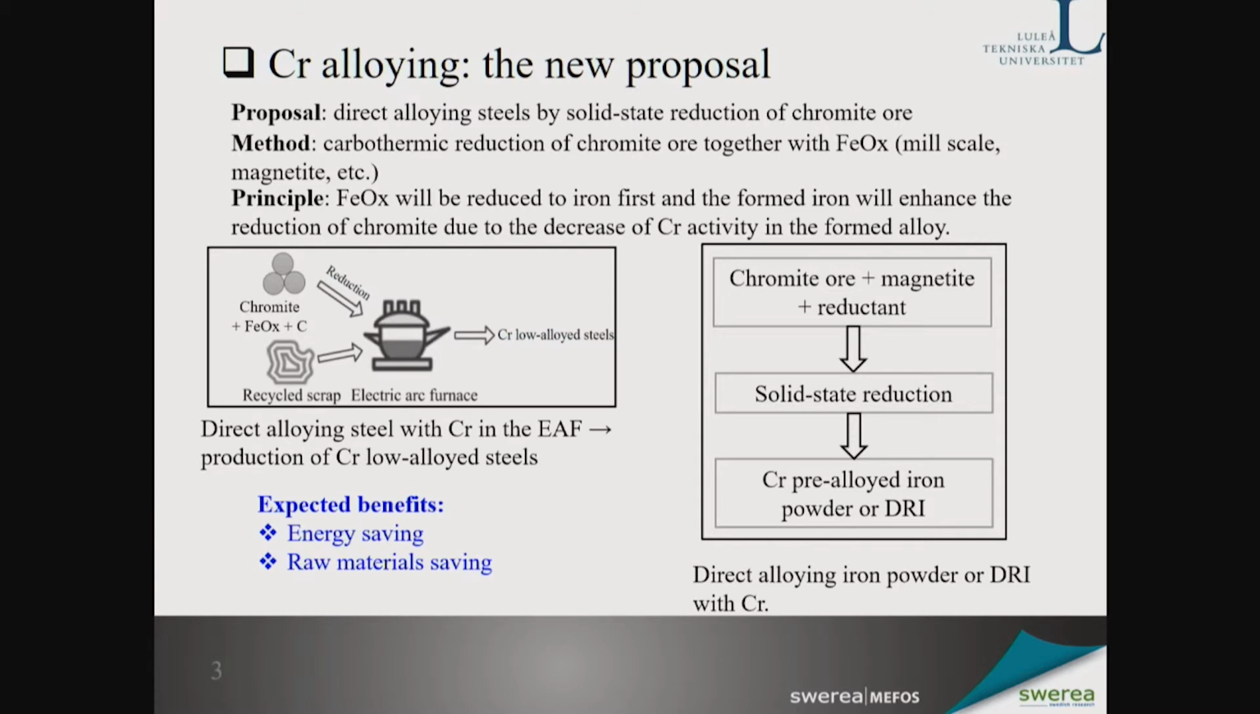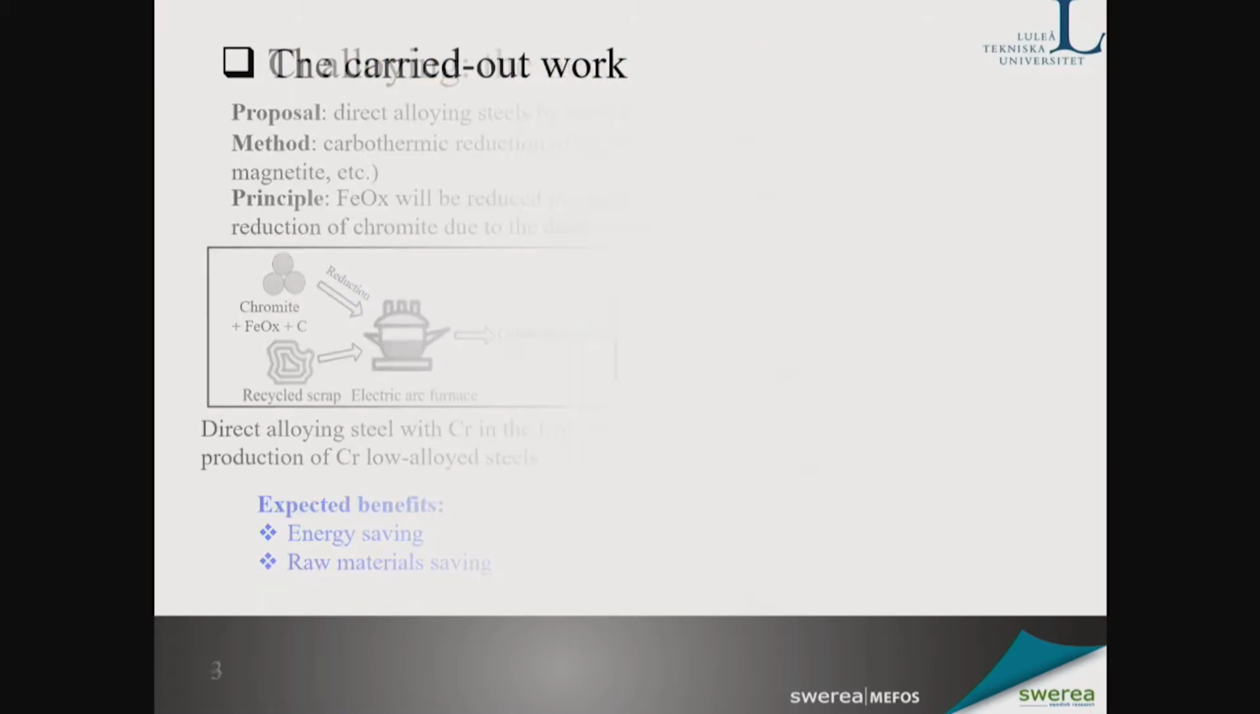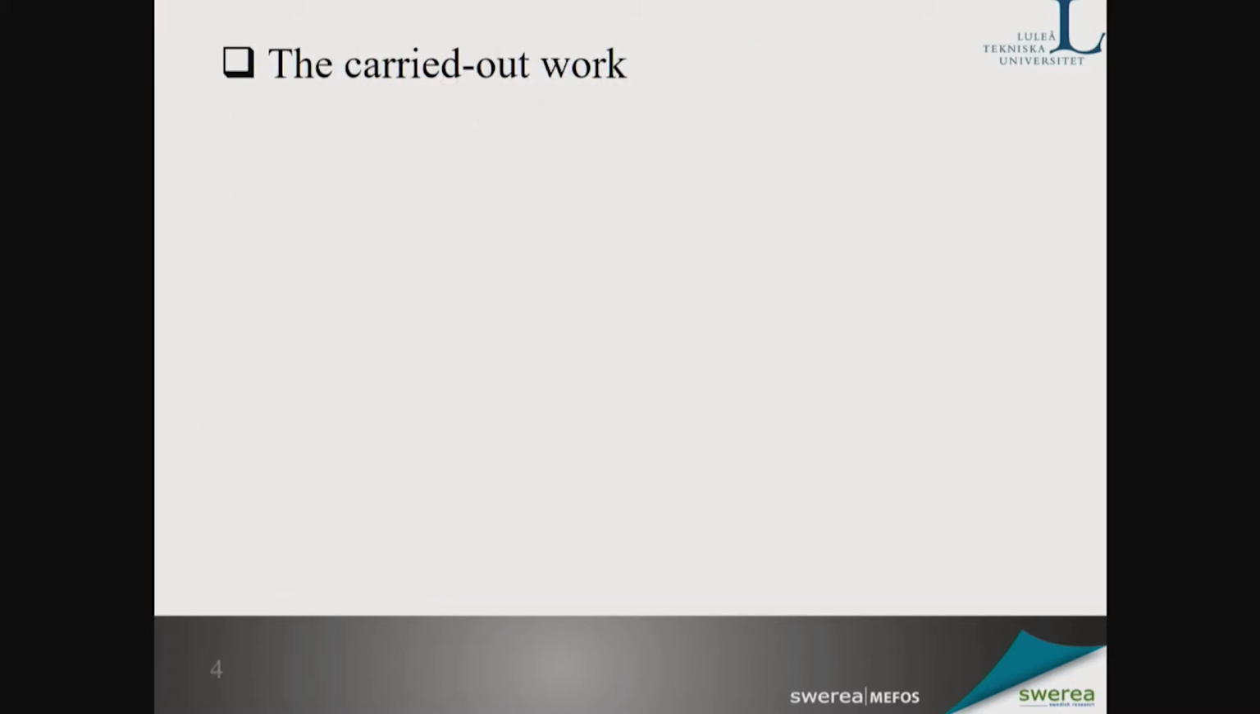And the benefits, first is the energy saving, because we will avoid the usage of the ferrochrome. And the second is the raw material saving, because we also expect very high chromium yield from the chromite ore. Then I will show some work that I have carried out to show how it can be realized.